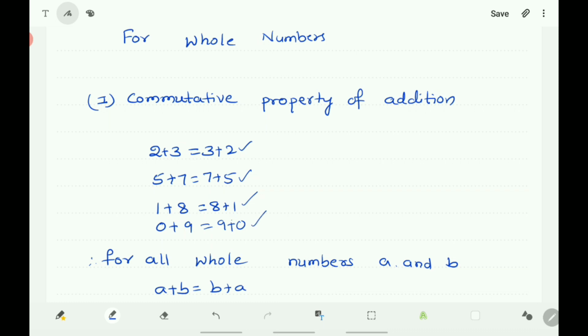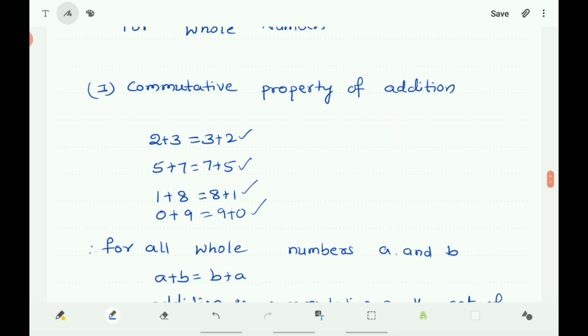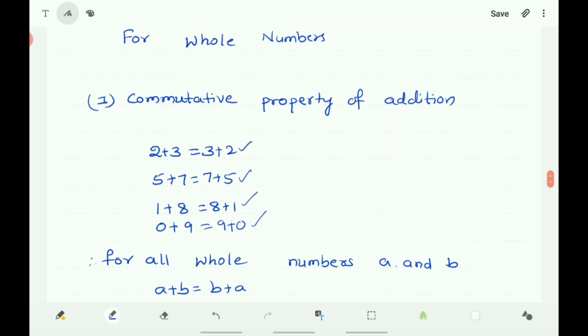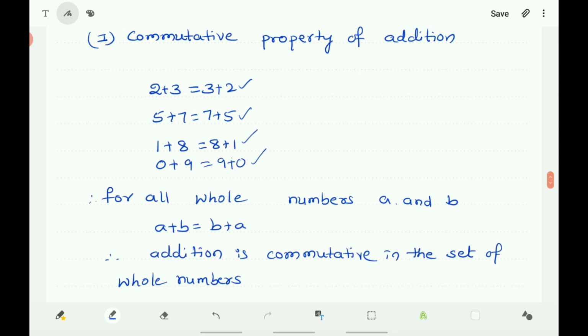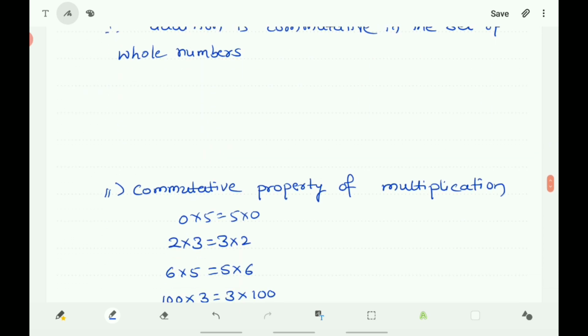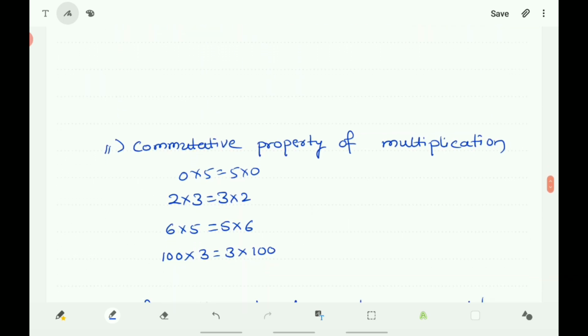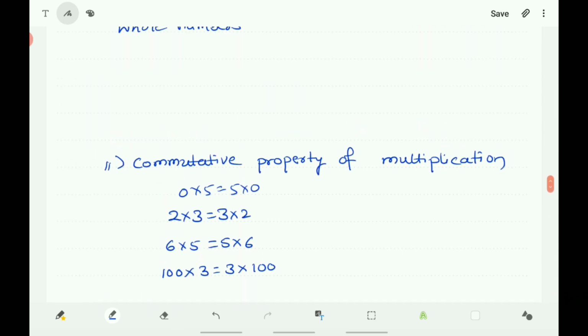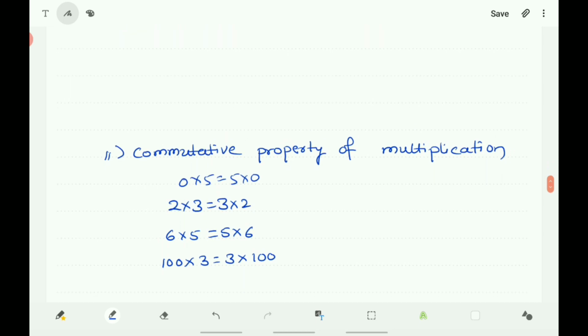And you can conclude that for all whole numbers A and B, A plus B is equal to B plus A. Therefore addition is commutative for whole numbers. Now let us verify the commutative property of multiplication for whole numbers. 0 into 5 is equal to 5 into 0, because 0 into 5 is 0, and similarly 5 into 0 is also 0. Therefore 0 into 5 is equal to 5 into 0.